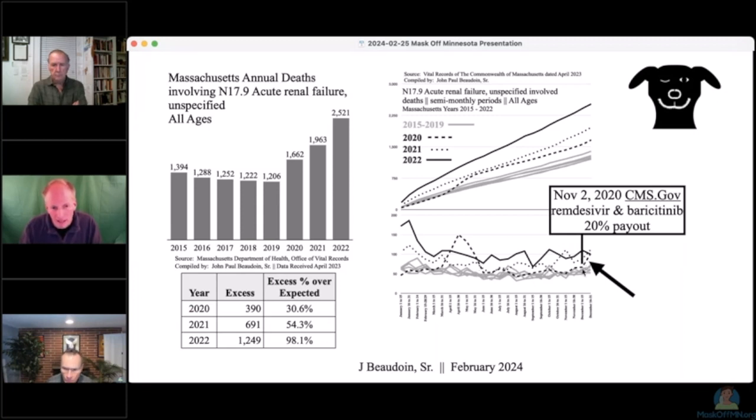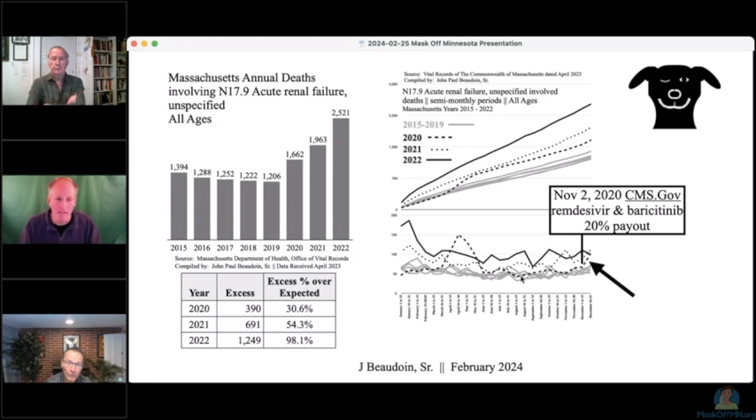And then December 1st, it takes off. You remember November 2nd was that CMS.gov remdesivir and baricitinib 20% payout. And then you see this dashed line go up, and where does it end up? The dashed line turns into a dotted line on the other side right here, stays high, and it does go down a little bit, but it stays elevated the entire year, the whole year. Even in the summer, it's above the gray lines. And then you see what happens in 22 is just crazy.